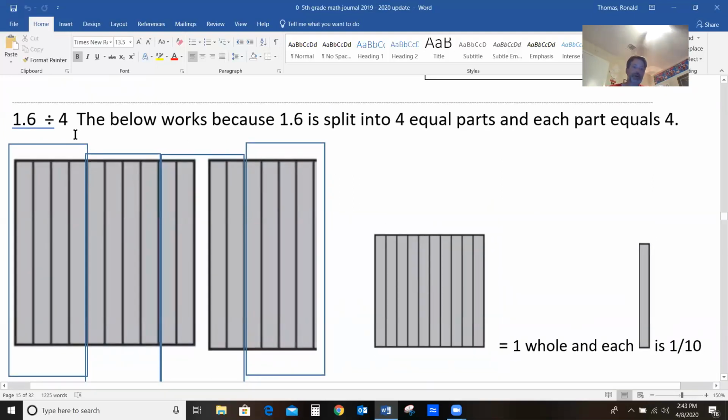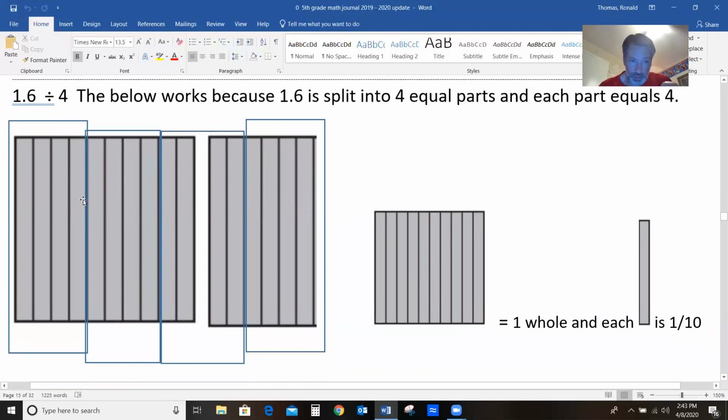1.6 divided by 4. These can be confusing. The model works because 1.6 is split into 4 parts. Remember, dividing is cutting it up. You cut it into 4 parts. $1.60 is cut into 4 equal parts. So each part would equal 4, because let's just look at it.